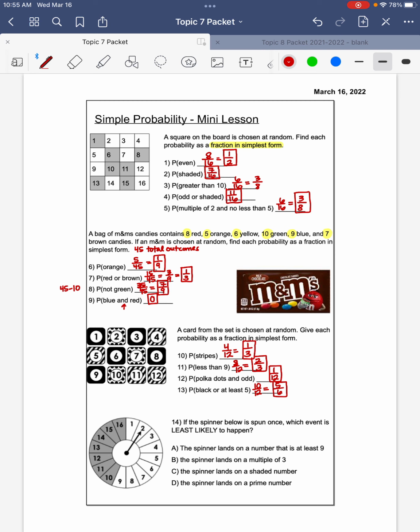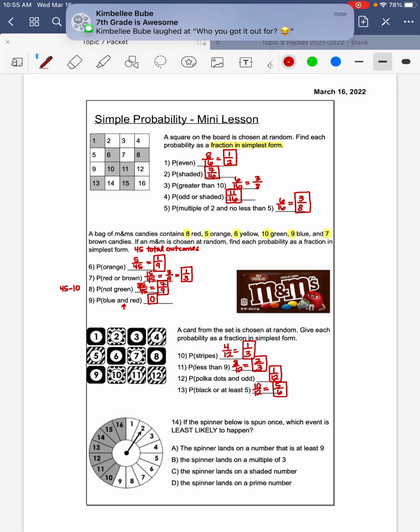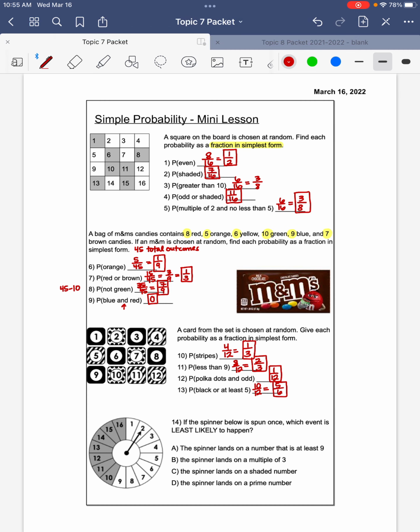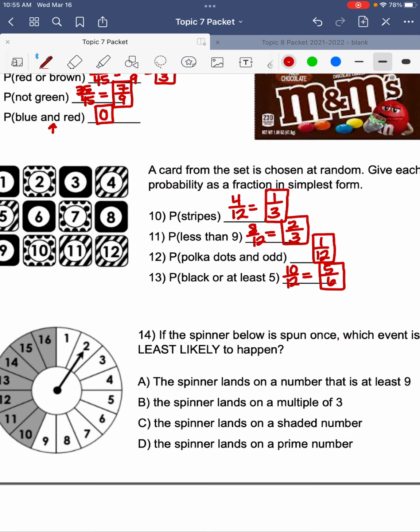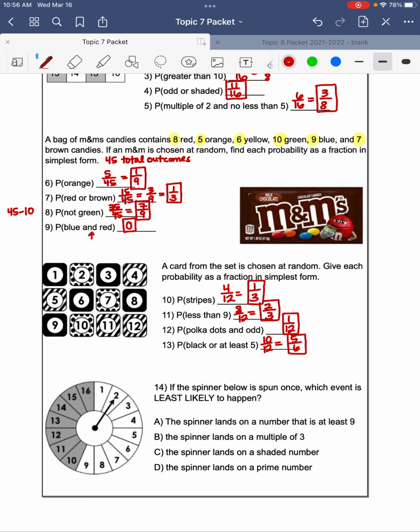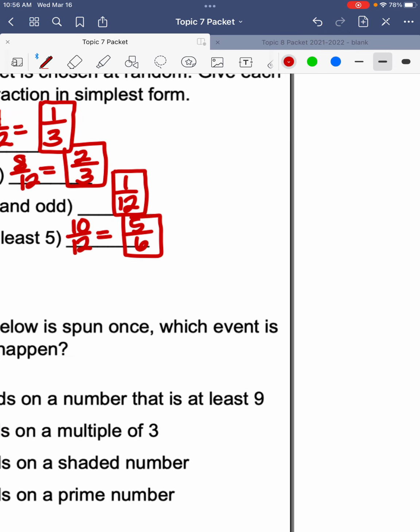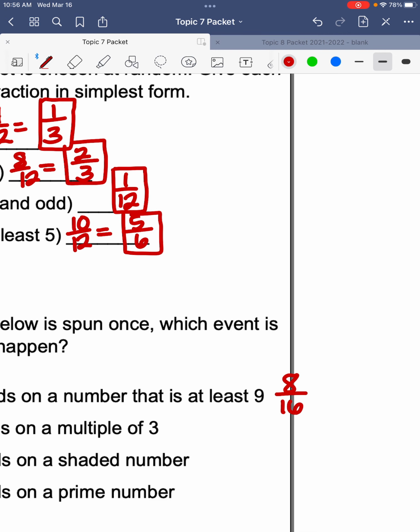If the spinner below is spun once, which event is least likely to happen? Okay, so I've got to find the probability for A, B, C, and D, and my answer will be the one that is the smallest. So the spinner lands on a number that is at least 9. That means 9 and bigger. So we've got 1, 2, 3, 4, 5, 6, 7, 8, right? So that's 8 out of 16 sections, which is 1/2.